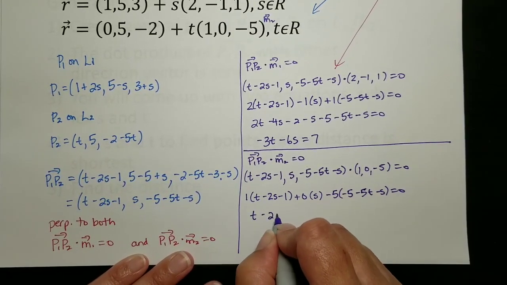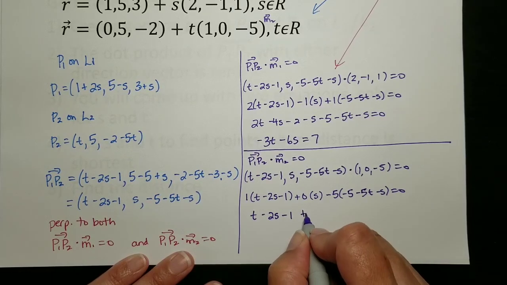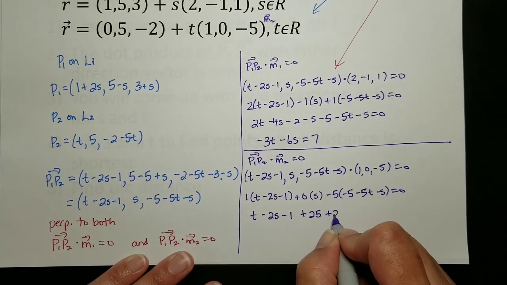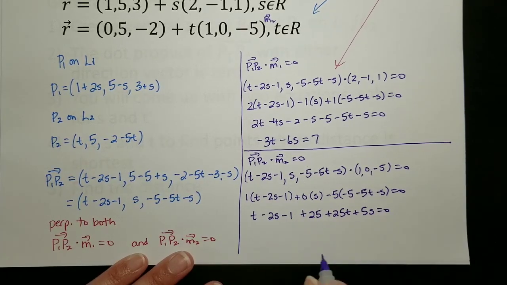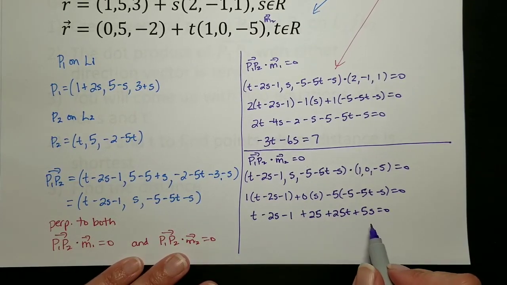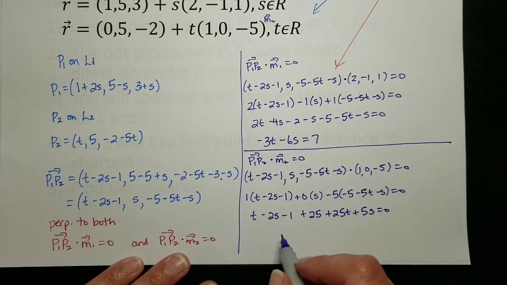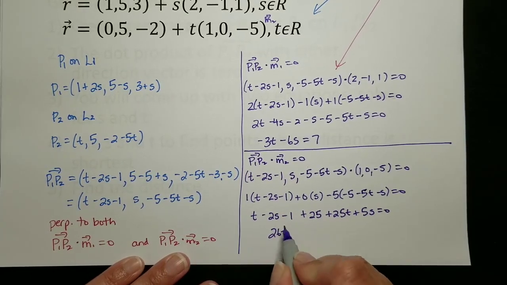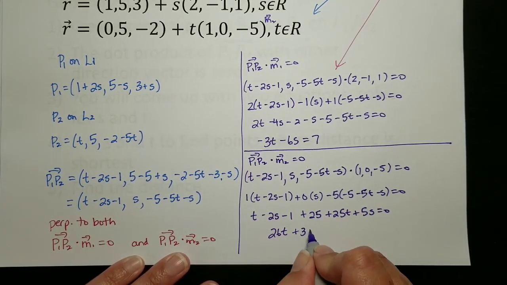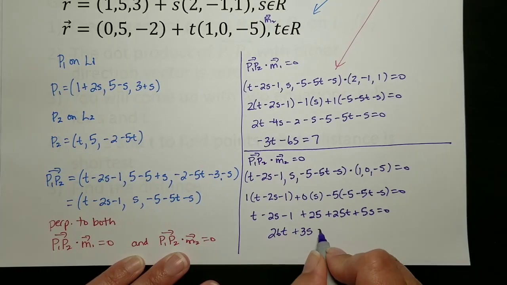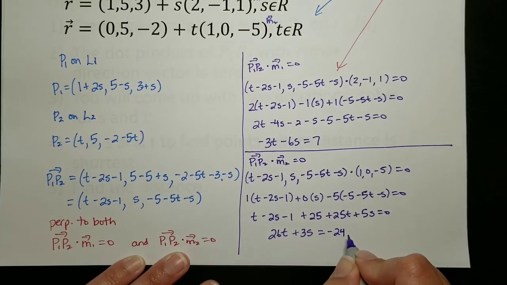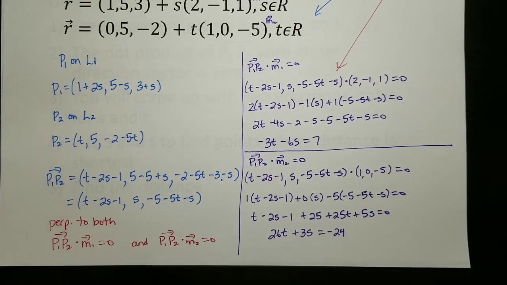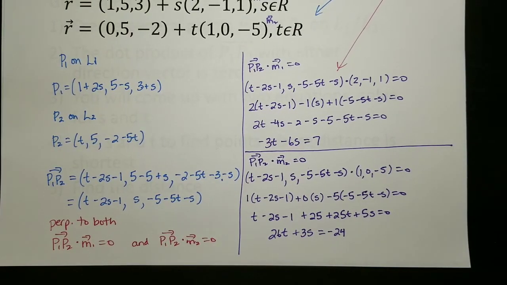So t minus 2s minus 1 plus 25 plus 25t plus 5s equals 0. And then how many t's? I get 26t plus 3s equals, this would be 24, and negative 24 if I bring it to the other side. So I am going to need more paper in here.